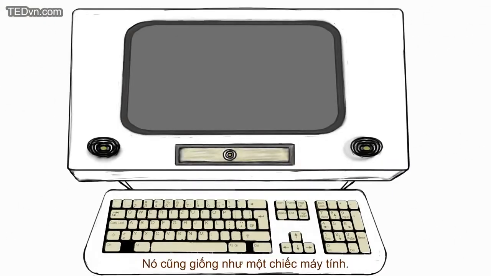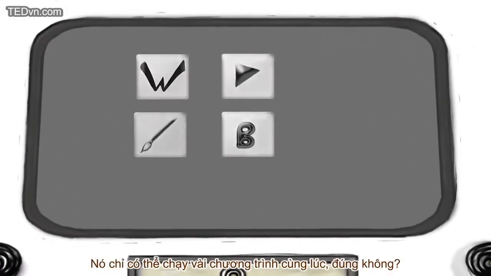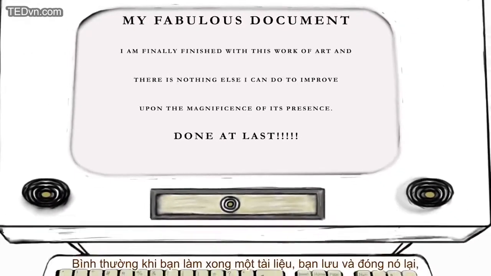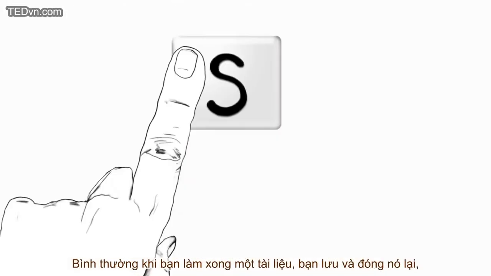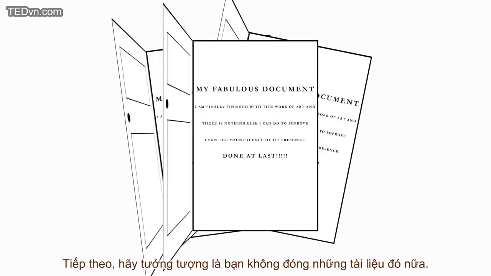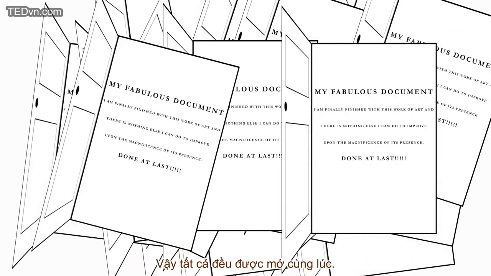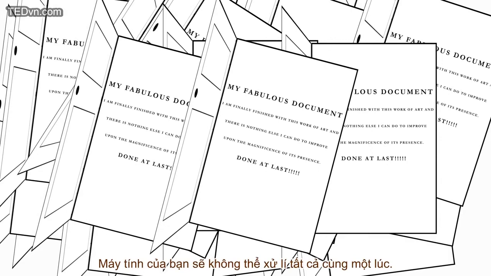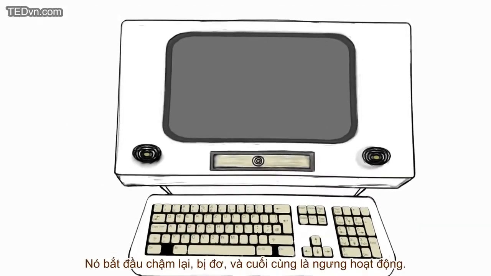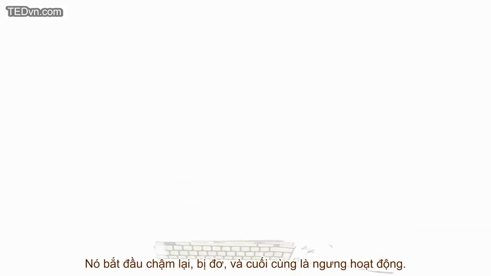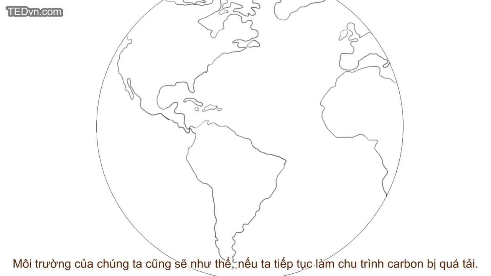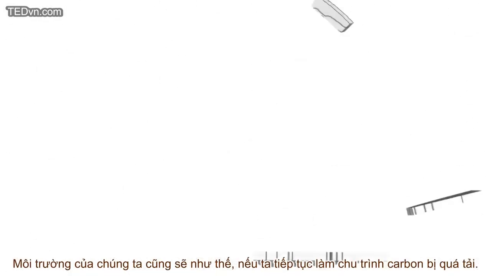Think of it like a computer. A computer can operate a few programs at a time, right? Normally, when you've finished with the document, you save and you close it, so as not to overwork the computer. Then, imagine you stopped closing your documents, so they were all open at once. Your computer wouldn't be able to process it all. It would start to slow down, and then to freeze, and eventually it would crash, which might be where our environment is heading if we keep overloading the carbon cycle.